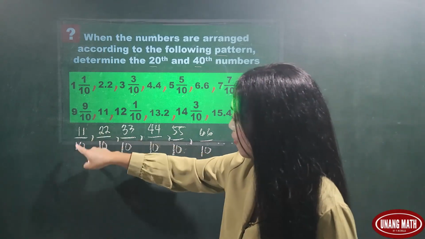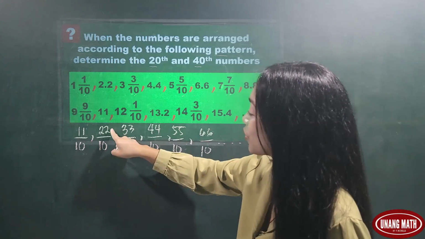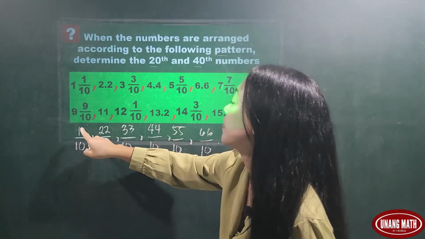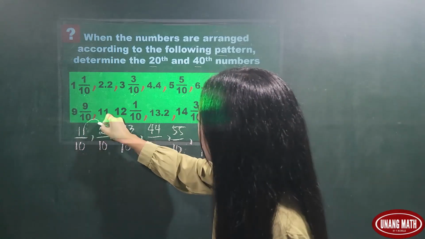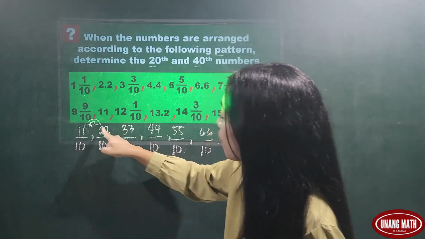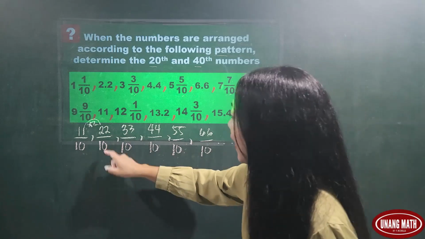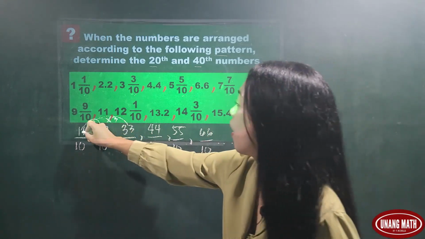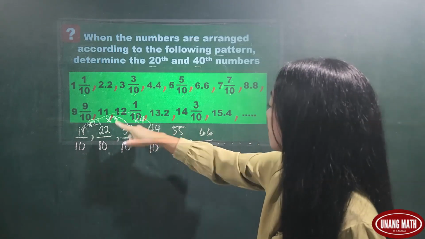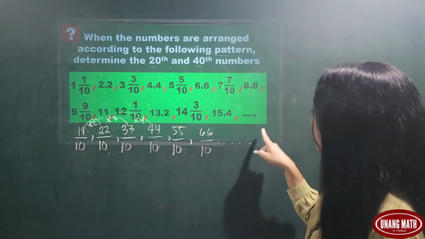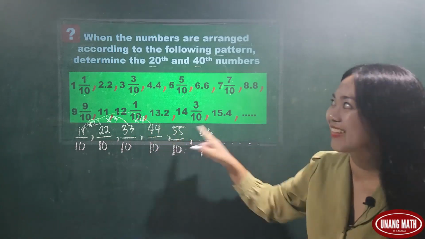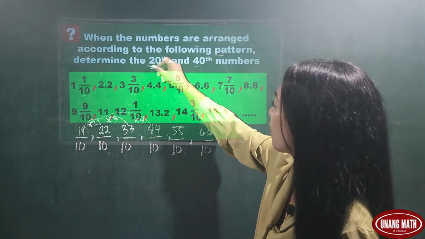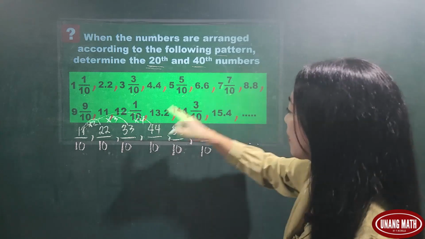Okay, from 11 over 10, paano nakuha ang 22 over 10? So, ang 11 dito na numerator, minultiply natin ang 2, nakuha ang 22. So, 22 over 10. Okay, here, times 3, 33 over 10. Okay, times 4, times 5, 6, 7, 8, 9, 10. So, yan ang pattern. Okay, now, malalaman na natin kung ano ang 20th and 40th numbers.